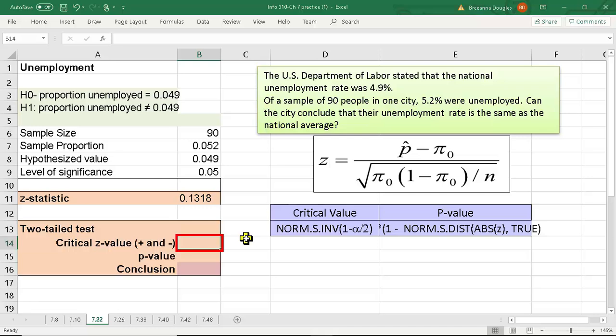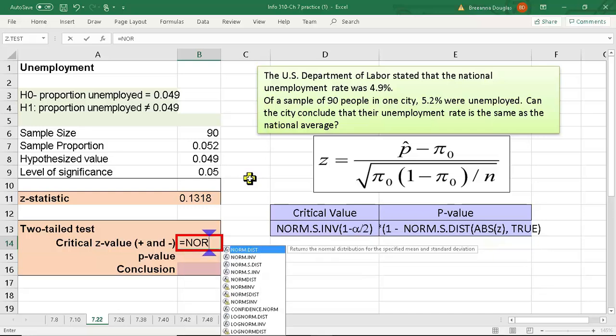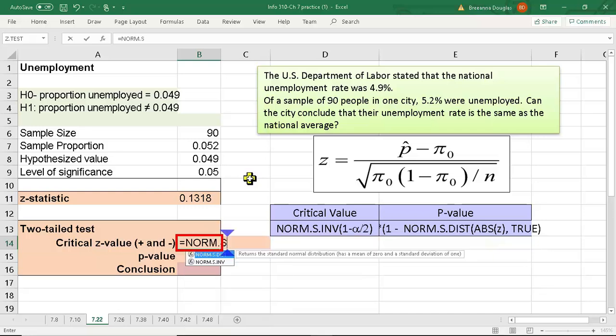Because this is a two-tailed test, we have two critical values, both positive and negative. We enter the formula norm.s.inv and enter 1 minus alpha over 2.